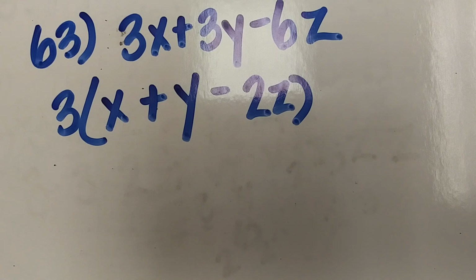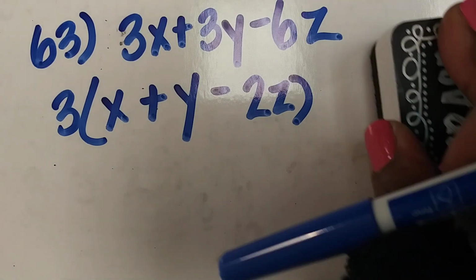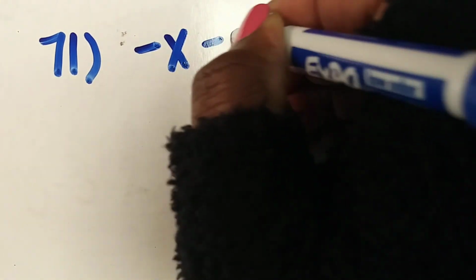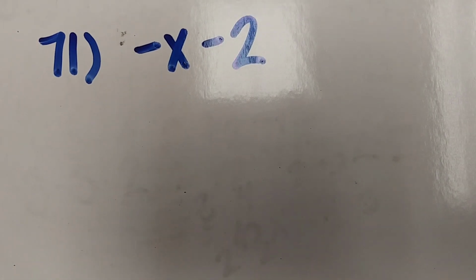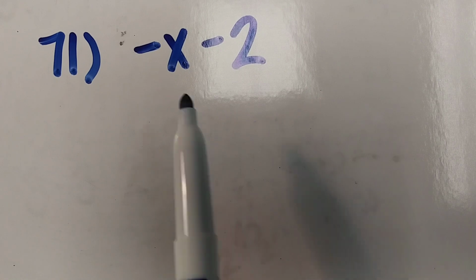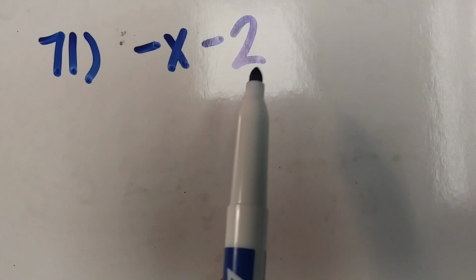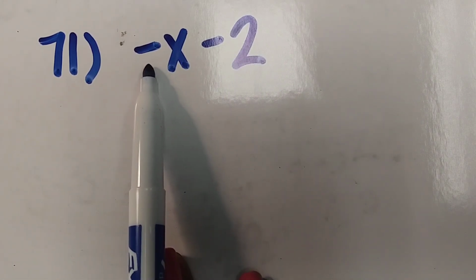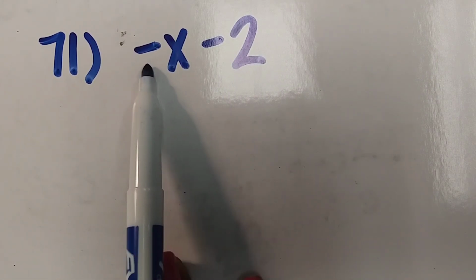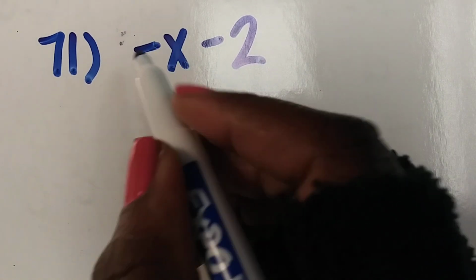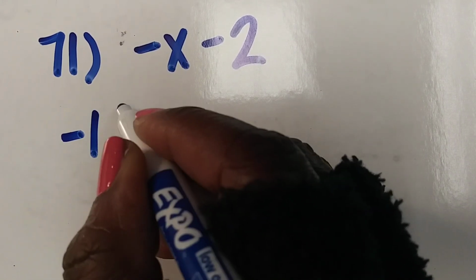Number 71, it says factor out -1 from each polynomial. I have -x minus 2. Right here, I have 2 terms. They have absolutely nothing in common. So the only thing I can do is look at that leading coefficient, which is a negative, and factor out that negative. It's understood to be a -1, so I'm going to factor out -1.